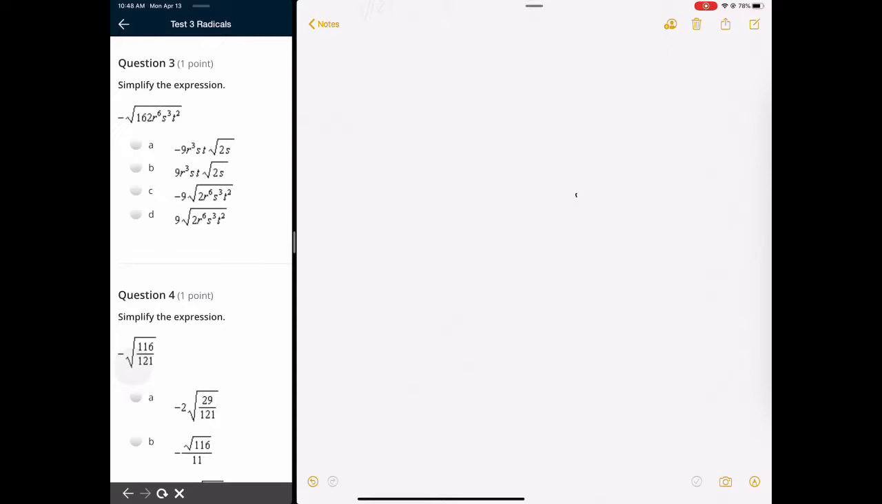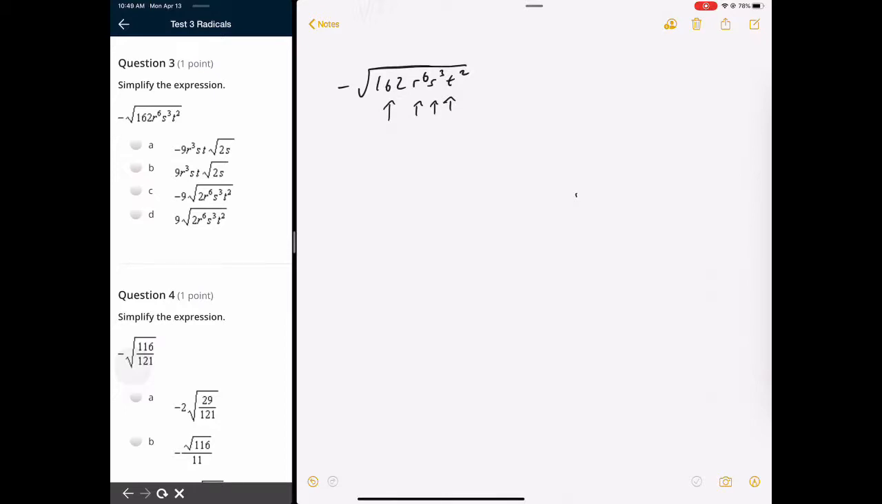Okay, so let's go ahead and do question number 3. We're looking at the negative square root of 162 r to the 6 s cubed t squared. So my version of these questions are similar to yours, not exactly the same. I just wanted to give you guys an example going through them all. So these are 1, 2, 3, 4 things inside this radical. So we can do them separately.